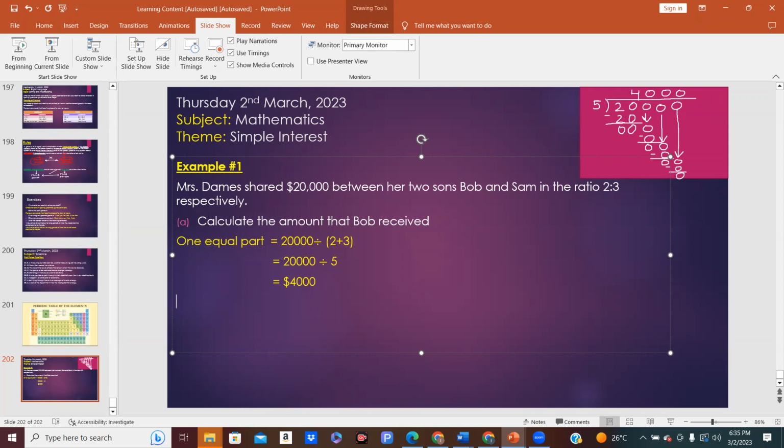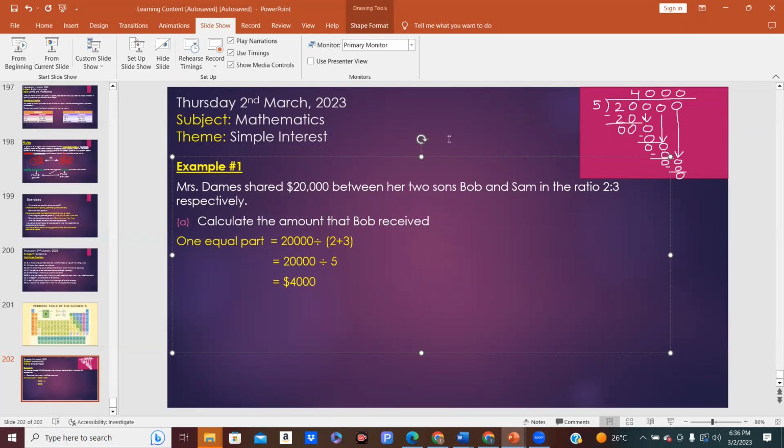The next part of this question says, how much Bob received from his Miss Thames? How much did Bob receive? How much money? 4,000. Very good. So, the question is, what did he do with his money? Now, since we're on simple interest, what do you think he did with his money?